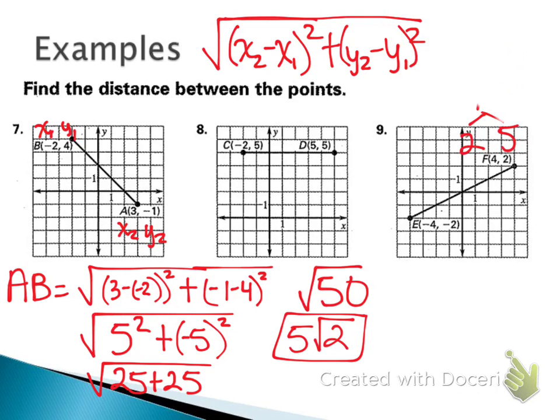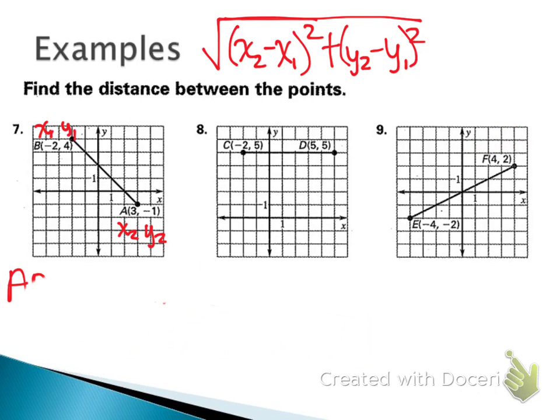Alright, if we have no questions on 7, I will erase a bunch of that so that we can talk about number 8. 8 is actually easier. We can use the distance formula, but we don't need to because these points are on a horizontal line. So what can I already tell that the distance is going to be?